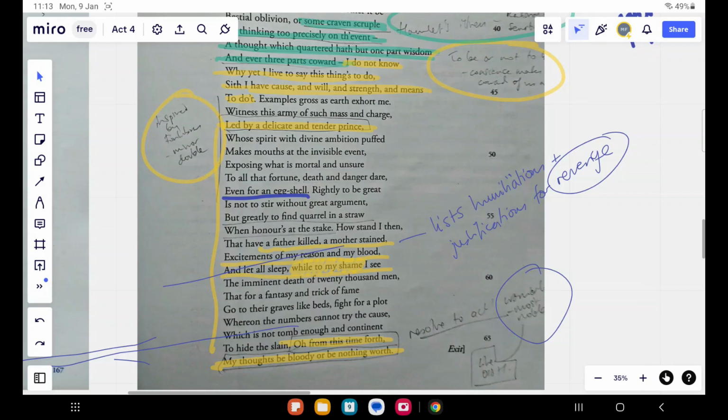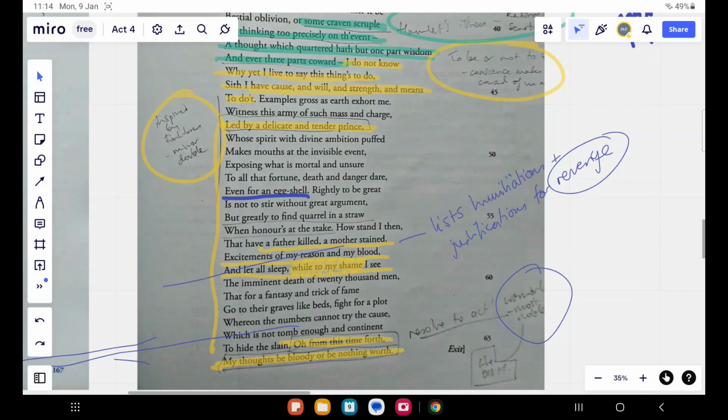And then again, it's almost like he's trying to inspire himself with the rage required to commit revenge. A father killed, a mother stained, excitements of my reason and my blood, while to my shame I see the imminent death of 20,000 men. So there's a wonderful kind of hyperbole of contrast between an enormous number of men willing to sacrifice themselves for nothing, and this one man unable to do that despite the much greater reasons he has to commit revenge.